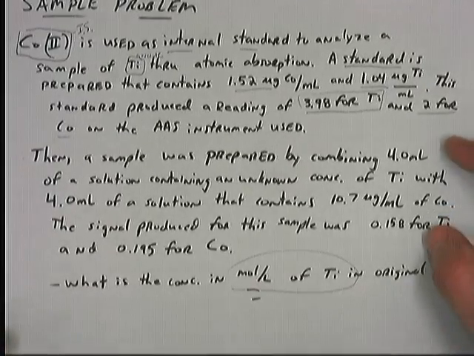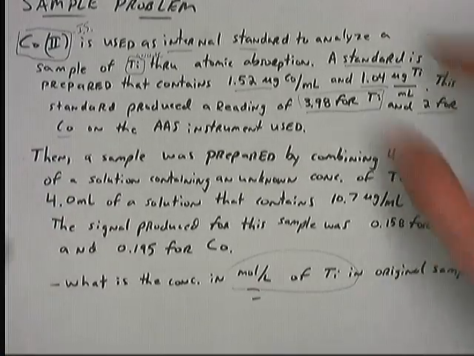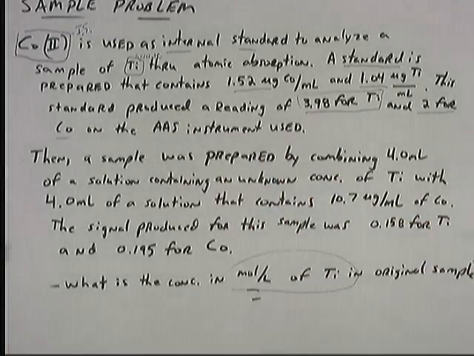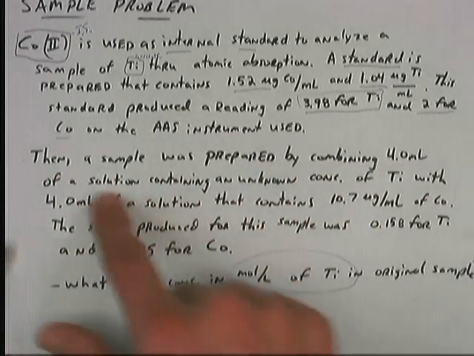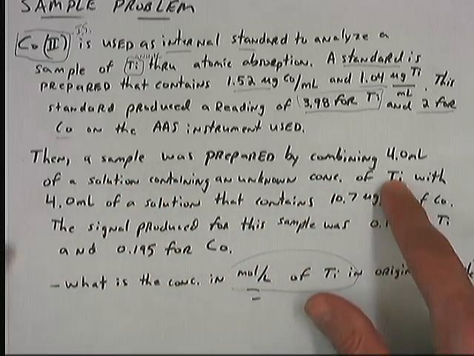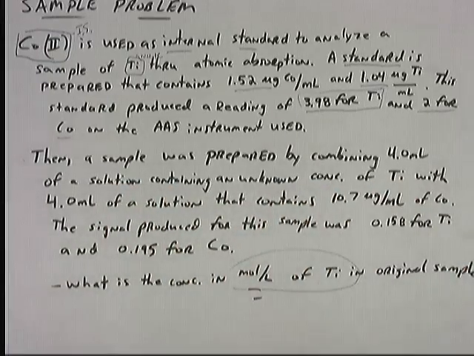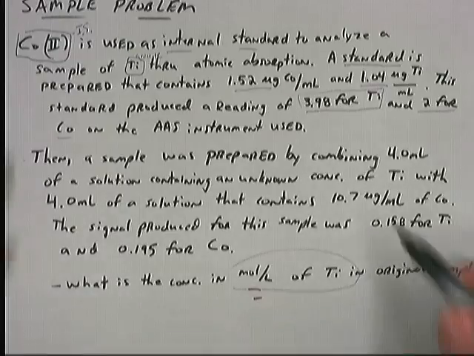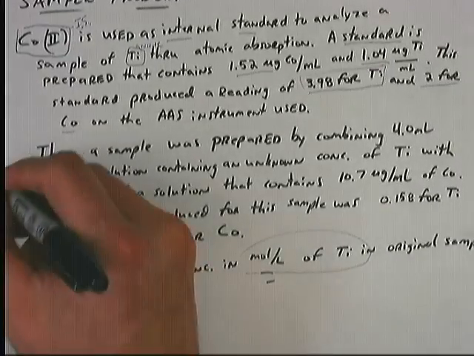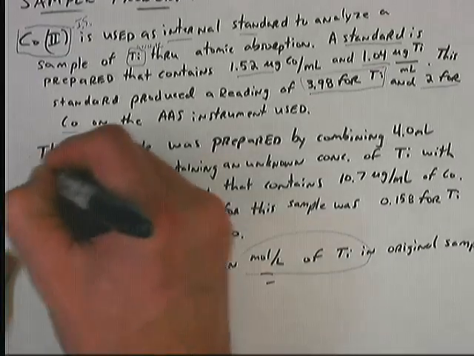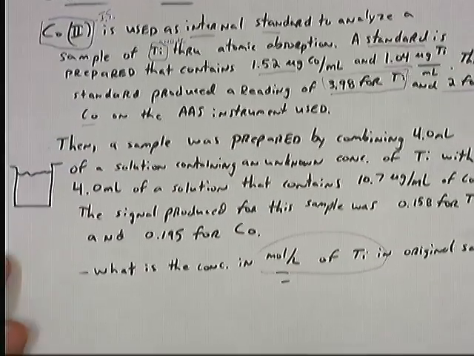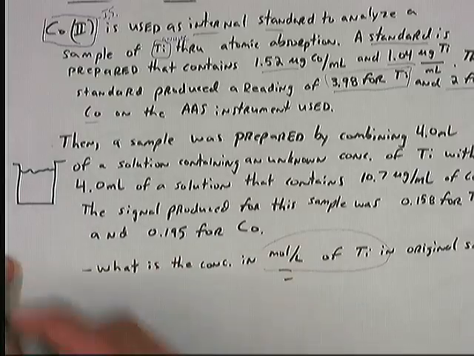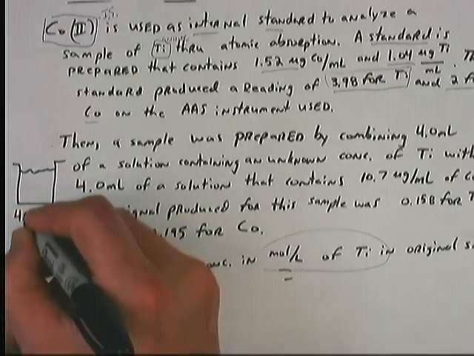Second paragraph then, if I'm reading on after this, okay, so there's a division there, right? A sample was prepared by combining 4 mL of a solution containing an unknown concentration of titanium with 4 mL of a solution that contains this concentration of cobalt. So they're basically telling us how to prepare the sample here. I like to draw pictures whenever I can to keep track of things. So I've drawn a little beaker here with some fluid in it.